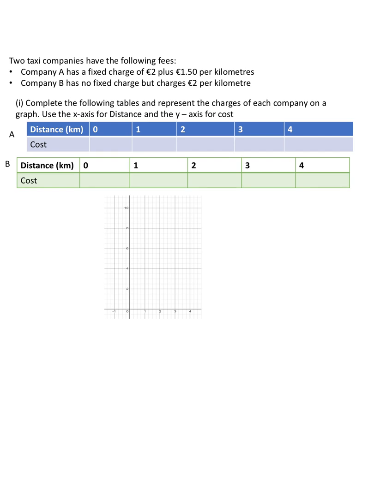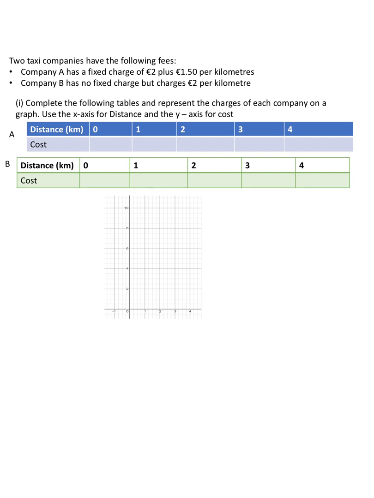So 2 taxi companies have the following fees. Company A has a fixed charge of €2 plus €1.50 per kilometre. Company B has no fixed charge but charges €2 per kilometre. And we need to complete the following tables and represent the charges of each company on a graph, using the x-axis for the distance and the y-axis for the cost.